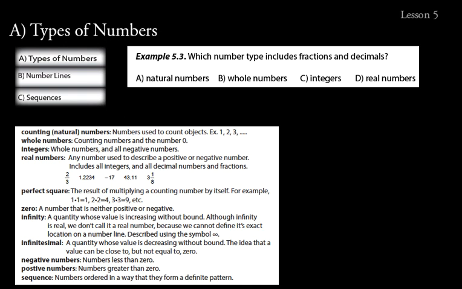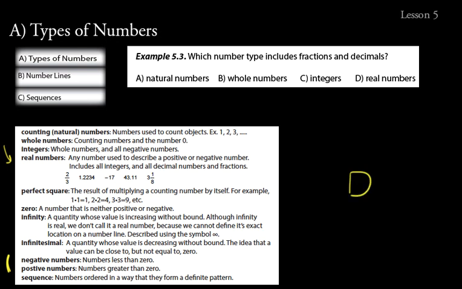Example 3. Which number type includes fractions and decimals? So again, looking through your definitions, if you don't know what that is, that would be the real numbers, right? And we have an example there, anything used to describe a positive or a negative number. And we have definitions for both of those down here if you're not sure what the difference is. And that includes all integers, all decimal numbers, and fractions. And so we have some examples there, like 2/3, 1.2234, -17. All of those things are real numbers, so that's choice D.